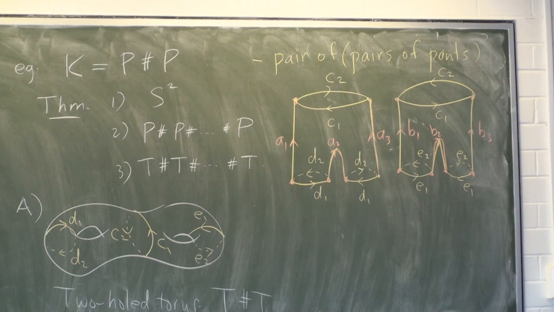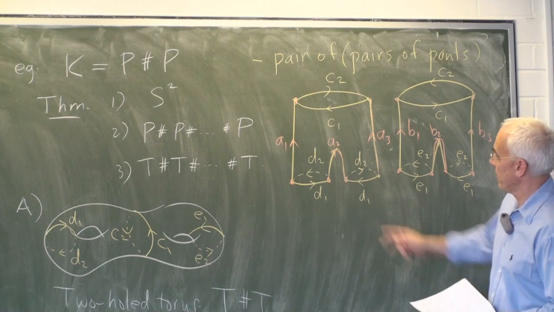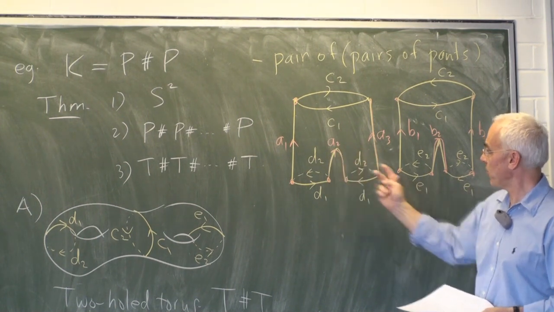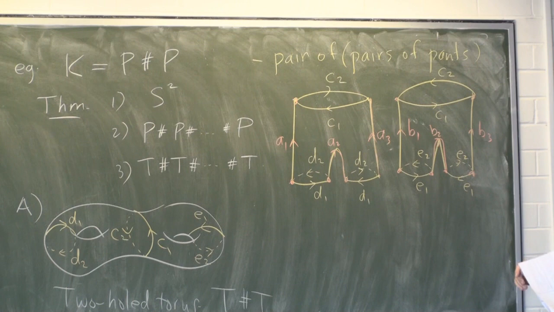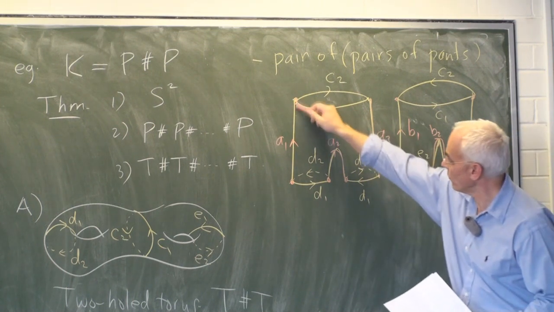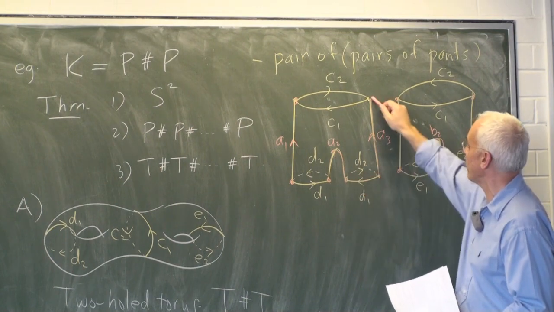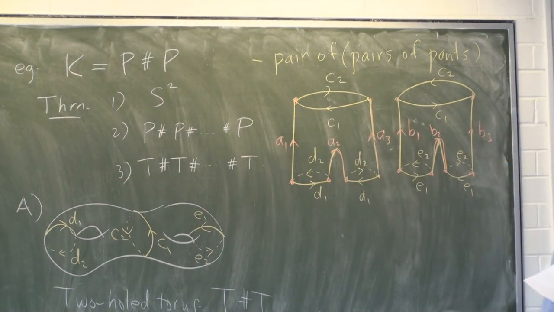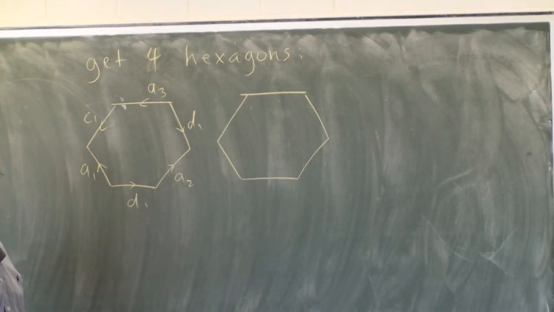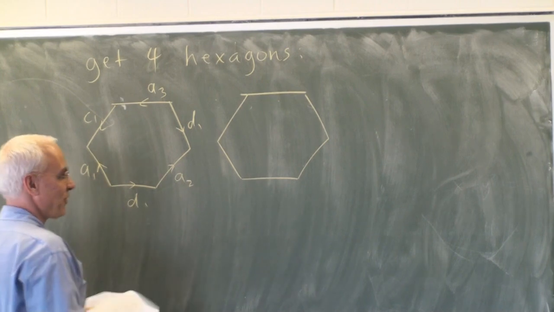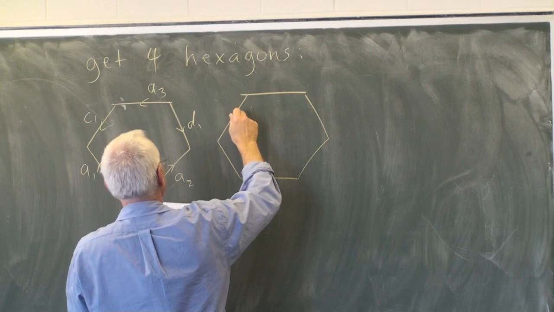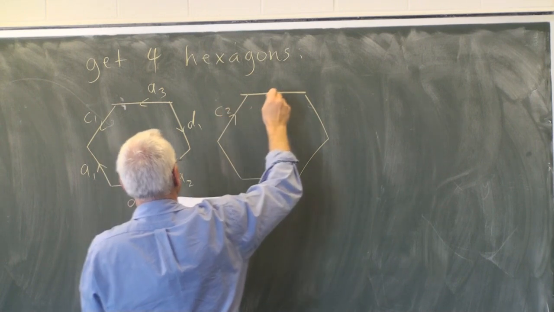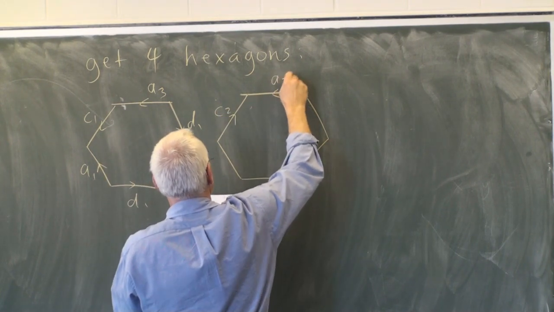So if we cut along there, take the pair of pants and snip there, and snip there, then each pair of pants is going to fall into two pieces. And each of those pieces is a hexagon. It has 1, 2, 3, 4, 5, 6 sides. So we get 4 hexagons, 2 for each pair of pants. First pair of pants giving us these two.